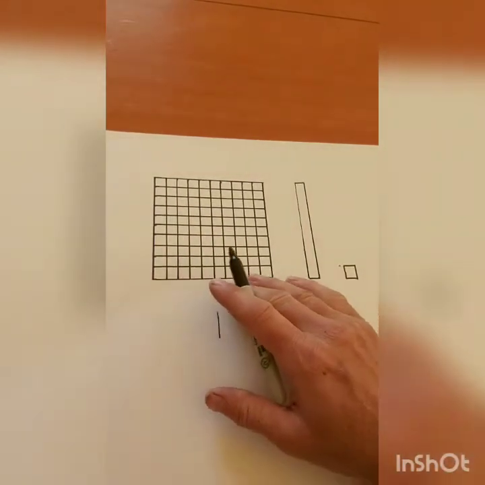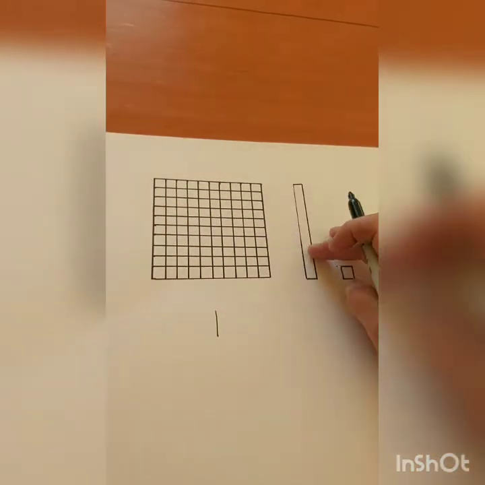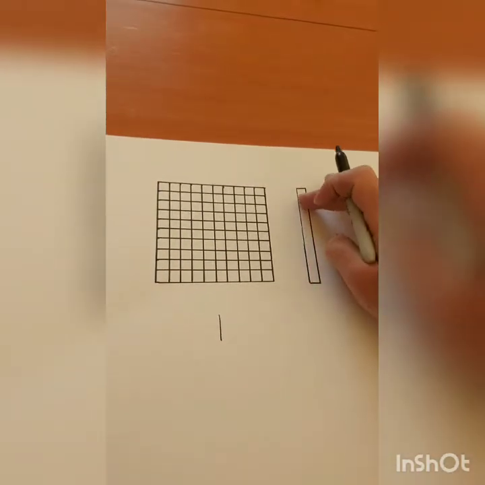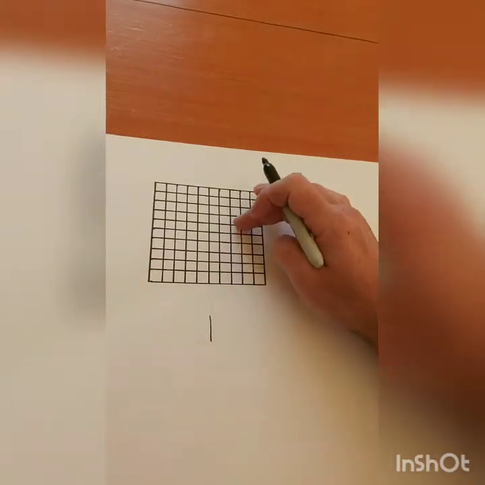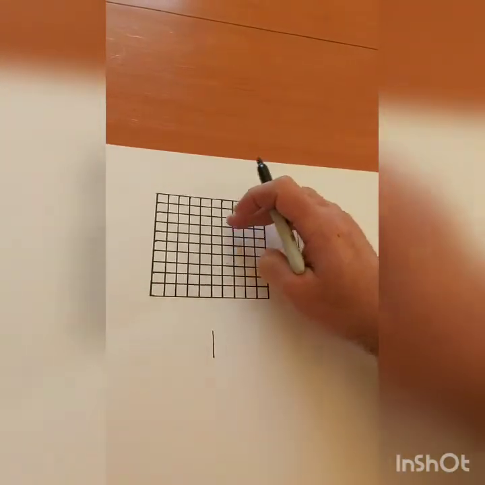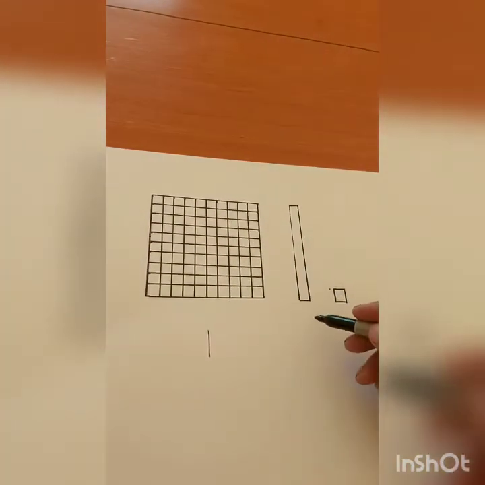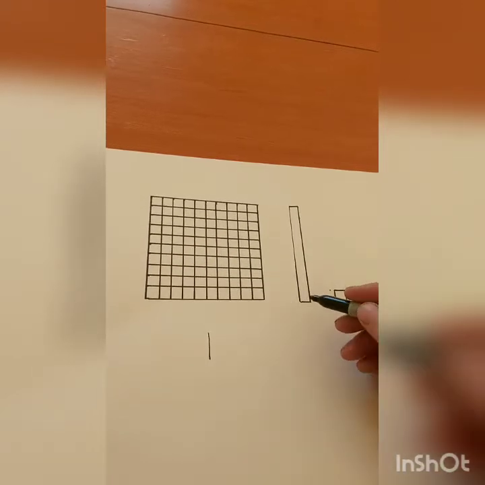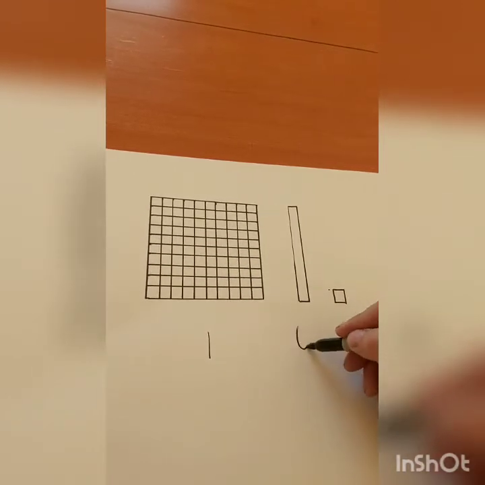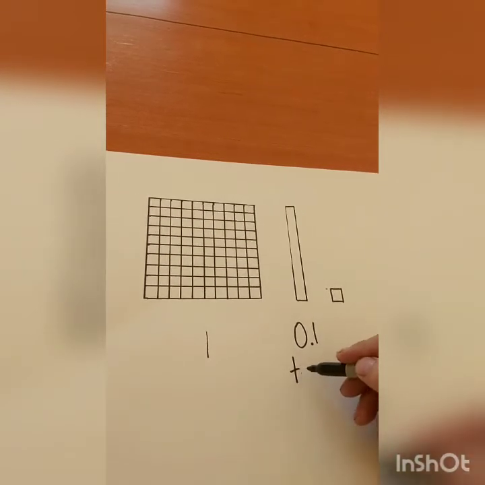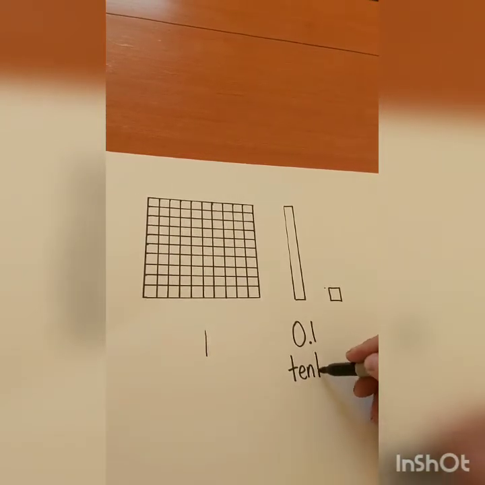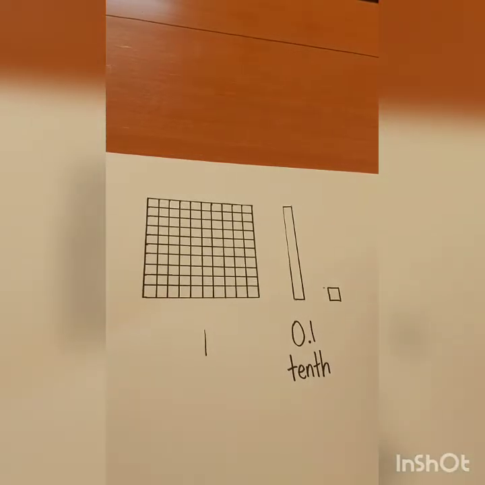I can take this plate and divide it further into 10 what we call rods. And you can see that there's 10 rods going in this direction or 10 rods going in this direction. These I'm going to refer to as tenths, and they're written as 0.1, and it's written as such, tenth.